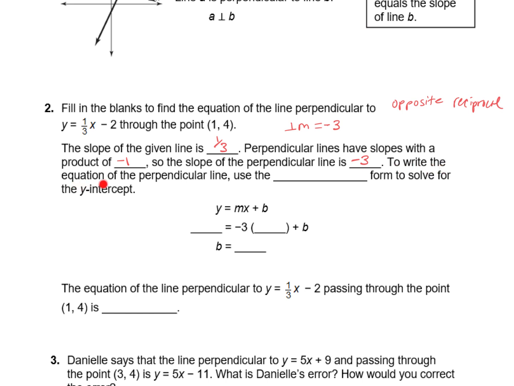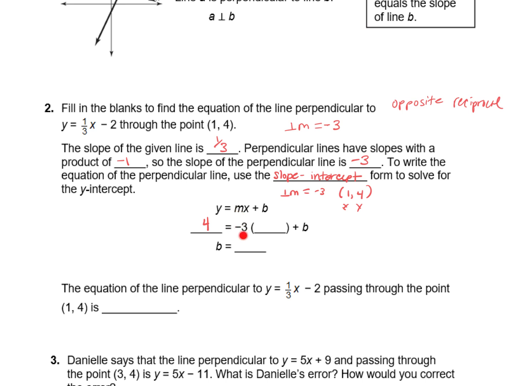To write the equation of the perpendicular line, use the slope-intercept form to solve for the y-intercept. So here's our y equals mx plus b. I'm going to go ahead and rewrite. We know our perpendicular slope that we're going to use is -3, and they also told us this line is going through the point (1, 4). So when you have that extra point on your line, that's giving you an x and a y that you can plug in to y equals mx plus b. So we're going to replace the y with the y value of our coordinate equals, they already plugged in our slope.